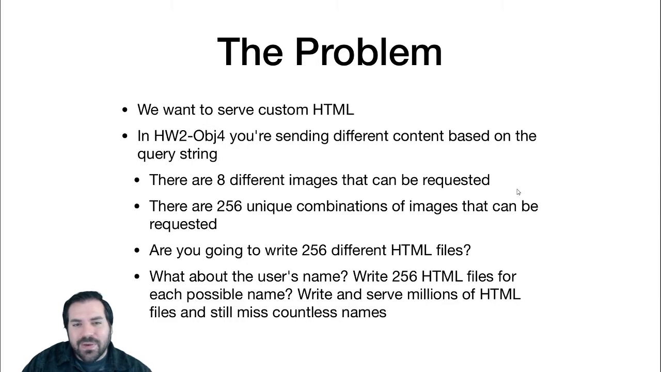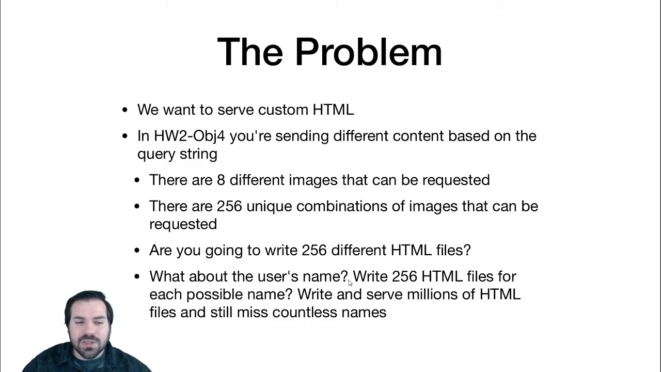So we have to serve up custom content based on this query string, and we have 8 different images that can be requested, which is going to give us 256 unique combinations of images that can be requested. So how are we going to do this? Are we going to store 256 unique HTML files and then based on the query string serve up a specific file? We could do that, that can work.